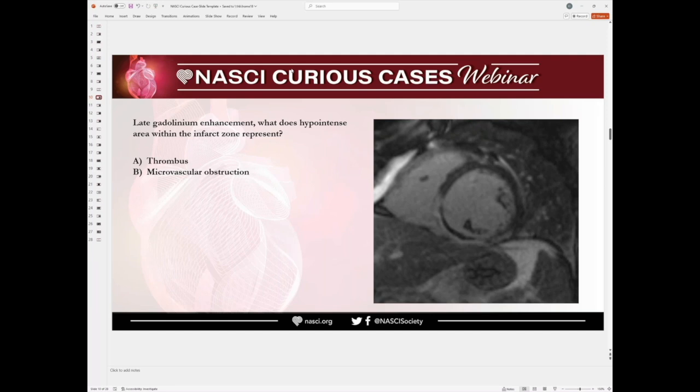By early gadolinium enhancement sequence? Yeah, but they will both look dark on this. So how can you differentiate thrombus from an MVO? Yeah, so by enhancement, looking at the myocardial thickness in the cine image and the late enhancement. So thrombus is an intracavitary thing, but MVO is something in the myocardium itself. Awesome. Thank you so much.